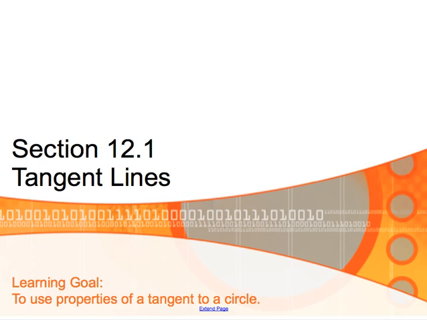So that concludes section 12.1, tangent lines. We've learned two different properties of the tangent to a circle. And one of those has a converse that is also very useful.